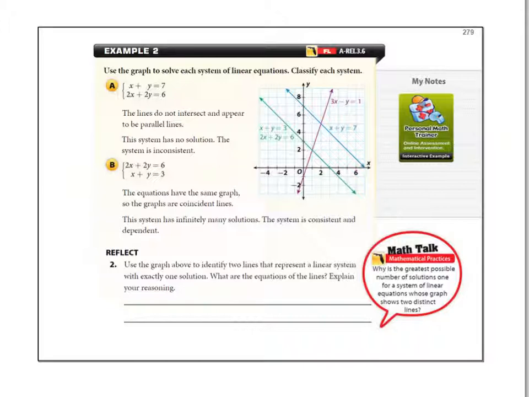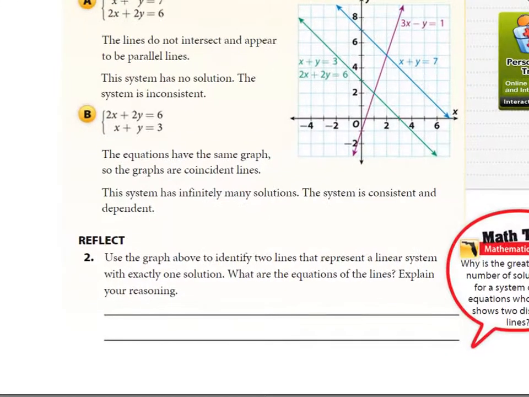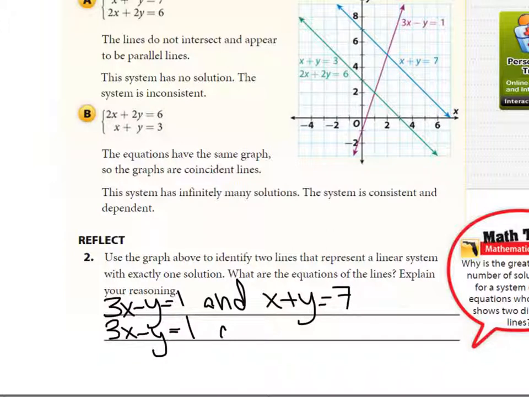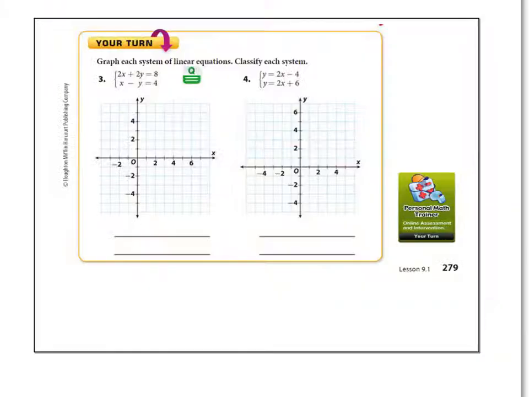So there are multiple options here. One option is 3x minus y equals 1, which is the purple line, and x plus y equals 7, which is the blue line. You could also say 3x minus y equals 1, the purple line again, and either equation for the green line. I'm going to use x plus y equals 3. So you could do blue and purple or green and purple. Those would be your two sets of answers for this question.